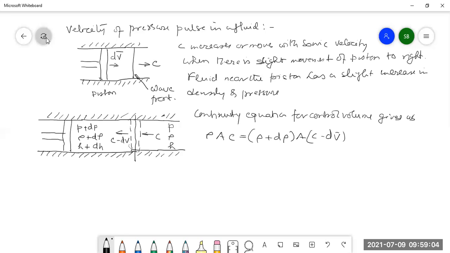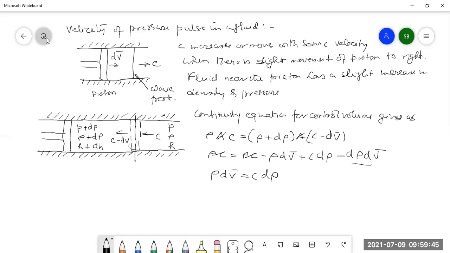Thus, A will be removed as it is the same. So rho C is equal to rho C minus rho dV plus C d rho minus d rho dV. Here, the last portion is extremely small, so we can simply neglect it, and the rho C terms will cancel each other. Thus, the equation becomes rho dV is equal to C d rho.